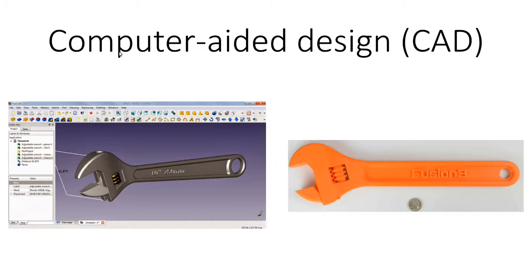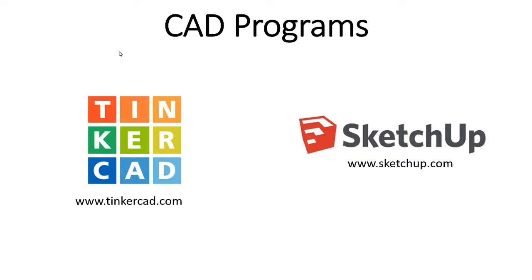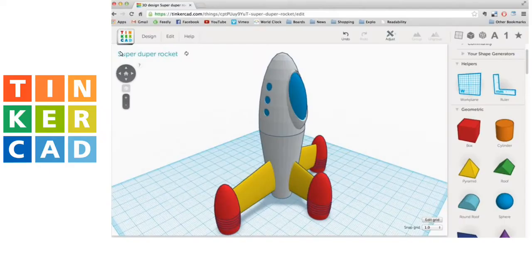Computer-aided design, CAD. CAD does require some skills to be able to use these programs, but once you create a project, you can then print it out with a 3D printer. Some of the websites you can go to use some CAD software are tinkercad.com and sketchup.com. So check out these programs if you're interested in CAD. Here's an example of a product that was done on Tinkercad. You could simply print this product out if you had a 3D printer.